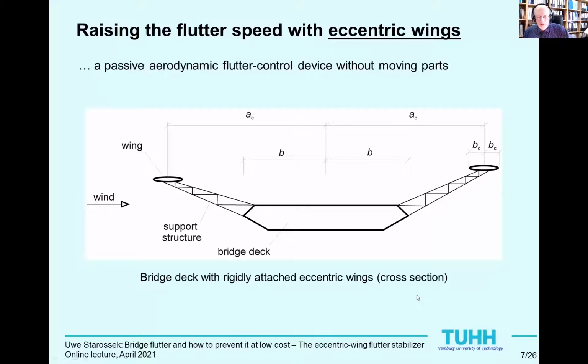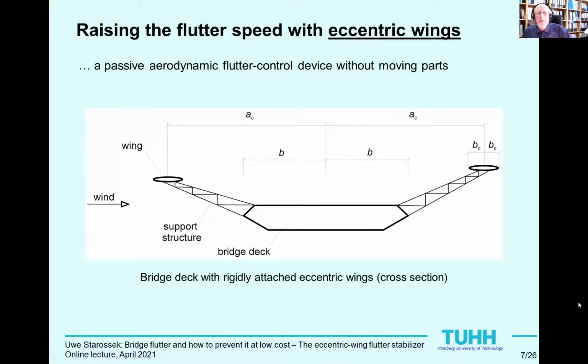Such concerns and resistance would not be warranted with respect to the eccentric wing flutter stabilizer, given that it is a passive device with no moving parts. In addition, the wings and their support structures can be very light structural elements compared to the crossbeams in the twin deck concept, so that they do not entail great additional cost.